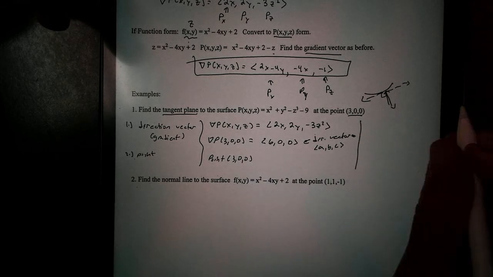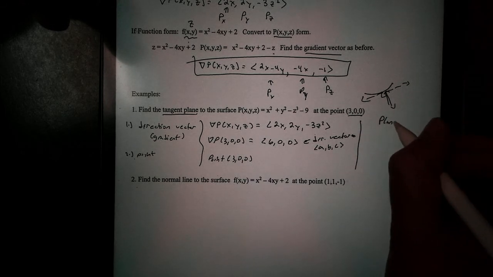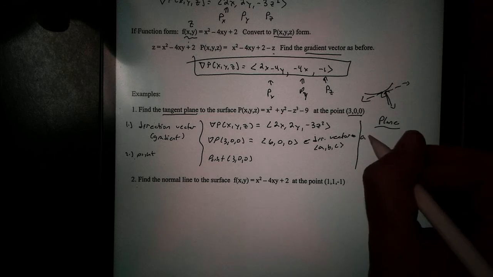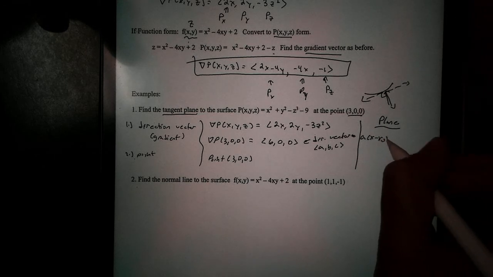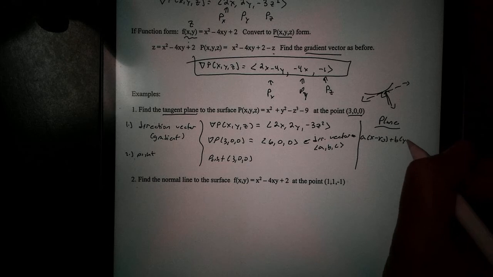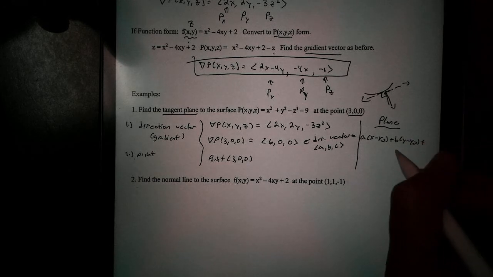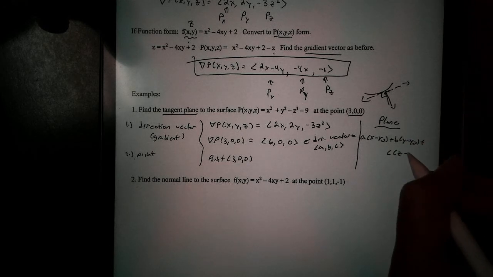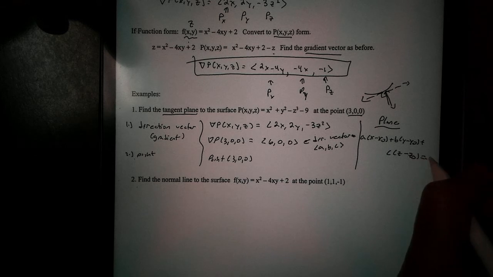So to write the equation of our plane, if you forgot how to write the equation of a plane, here it is. It's A times (x minus x naught), plus B times (y minus y naught), plus C times (z minus z naught), equal to 0.